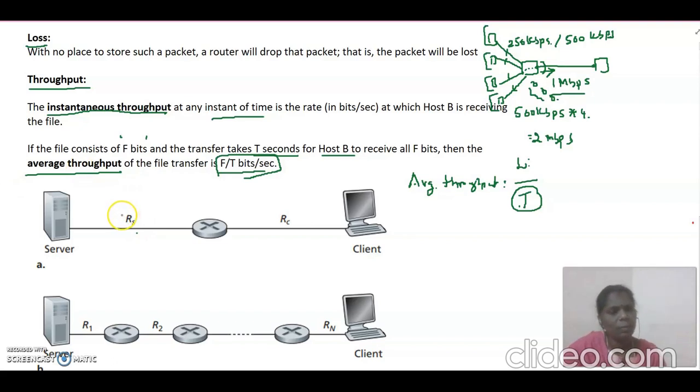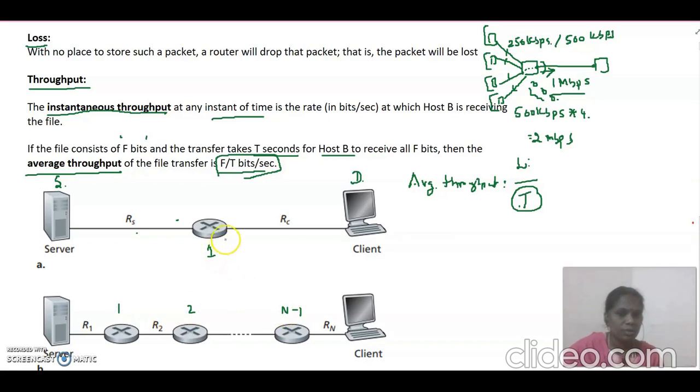But normally, in the real sense, take two nodes, source and destination. Let this be the source and this be the destination. Source and destination are not directly connected; they do not have a peer-to-peer connection. They will be connected through an entire sub-network. Here it is connected through one router, but here we have n routers: the first router, the second router, up to the n minus one router.